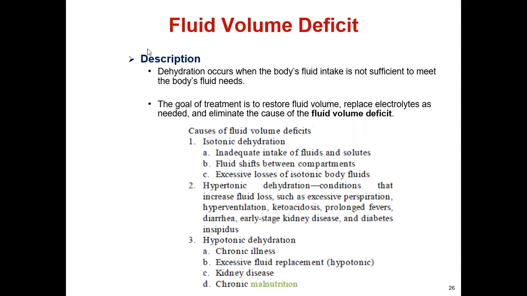Here is a bit of information about fluid volume deficit. Fluid volume deficit, or dehydration, occurs when the body's fluid intake is not sufficient to meet the body's fluid needs. The goal of treatment is to restore fluid volume, replace electrolytes as needed, and eliminate the cause of the fluid volume deficit.